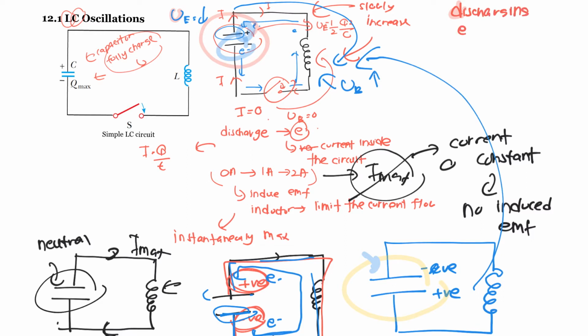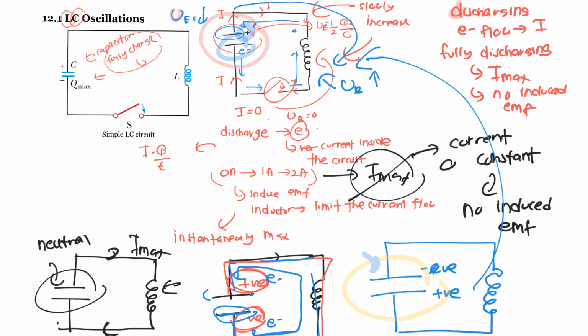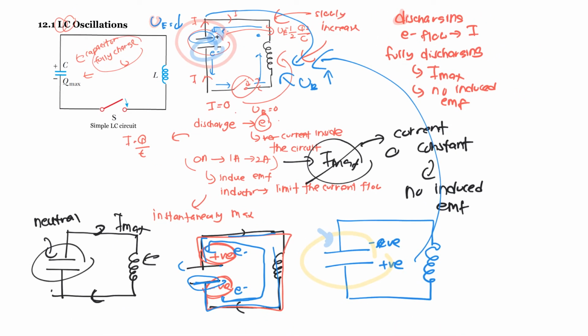Okay, because of the electron flow, definitely there will be a current flow. Up until the time when the capacitor is fully discharging, the I is going to be maximum, and at that particular time there will be no induced EMF at the inductor, because the current is already constant.